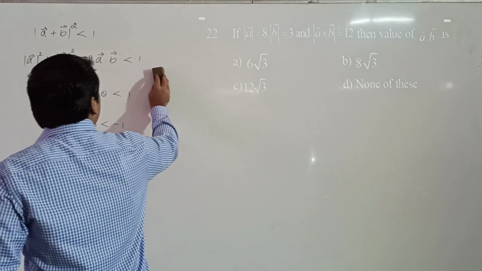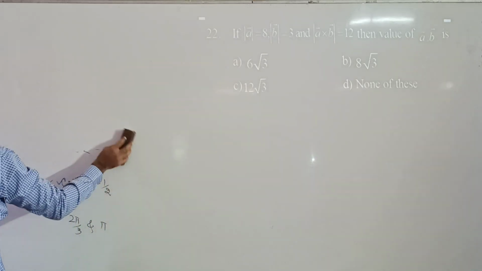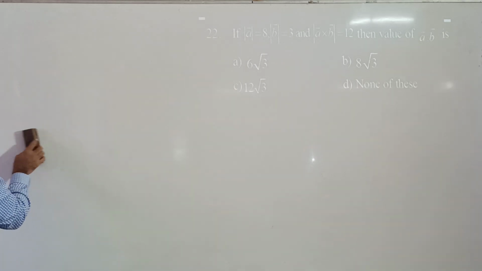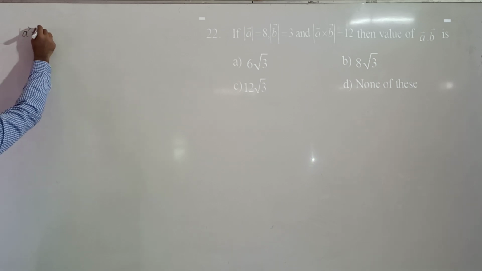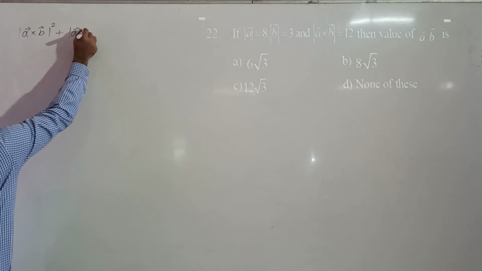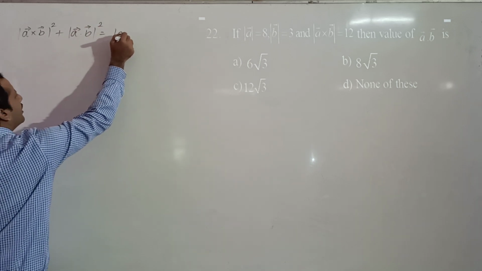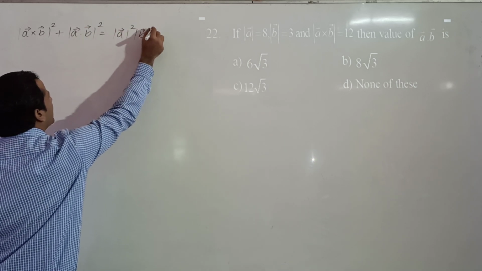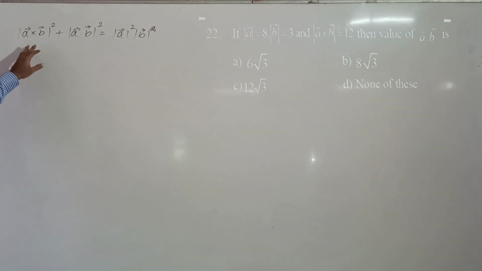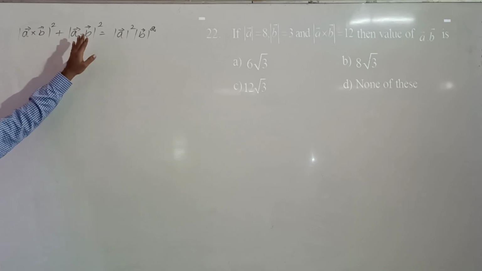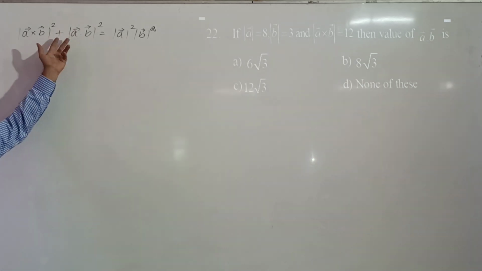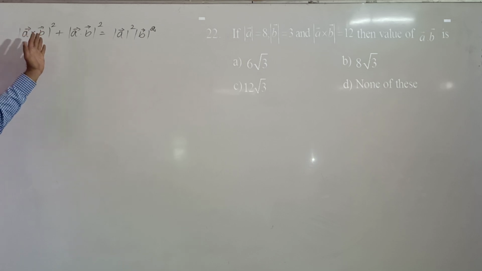if magnitude of A is equal to 8, the magnitude of B is equal to 3, magnitude of A cross B is equal to 12, then the value of A dot B is. Okay. So you know this formula, magnitude of A cross B whole square plus magnitude of A dot B whole square is equal to magnitude of A whole square into magnitude of B whole square. Magnitude of A cross B is nothing but magnitude of A, magnitude of B into sin theta. So here you get magnitude of A square into magnitude of B square into sin square, and this will give you magnitude of A square into magnitude of B square into cos square. If I take mod A square, mod B square as common, then we will have sin square theta plus cos square theta, which is 1. This is the formula.